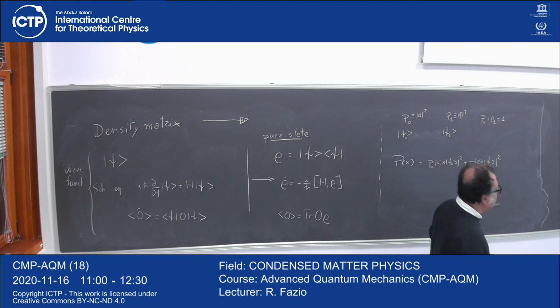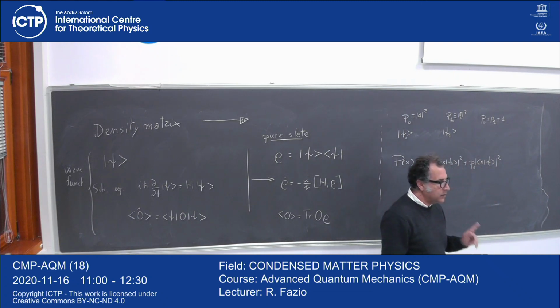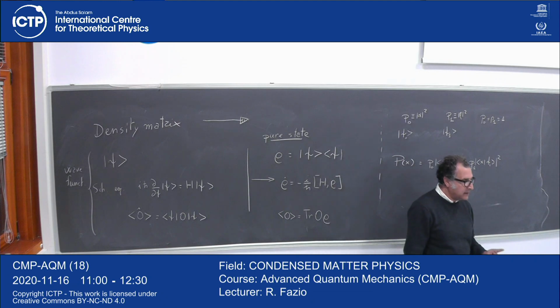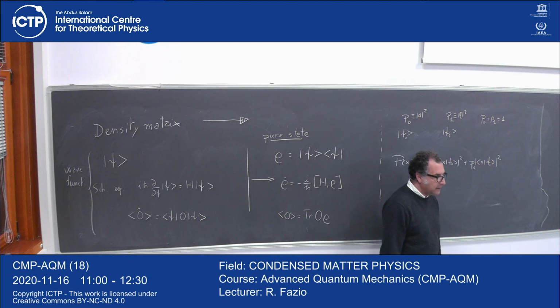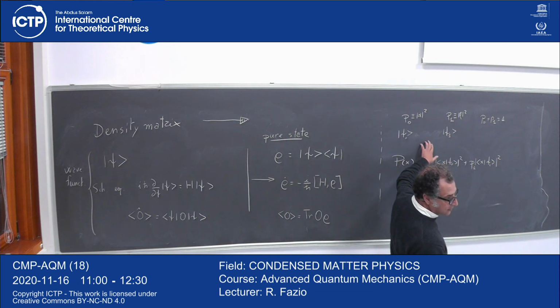So in this case there is no interference, because we just sum up probabilities. In the previous case, where the state was a superposition of two states, there were interference terms which came from the cross product. We sum the amplitudes and then square. Here there is no cross product. Okay? Now, I just defined it like this.